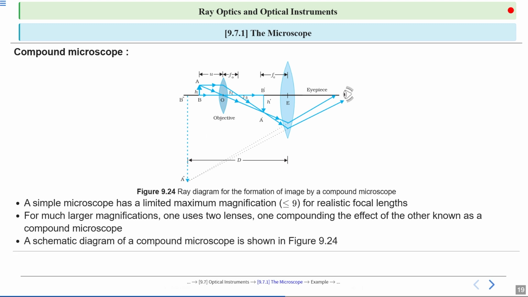Finally, the schematic diagram we have seen earlier is a representation of a compound microscope. This diagram helps us visualize the arrangement and function of the lenses within the microscope, reinforcing our understanding of its operation.